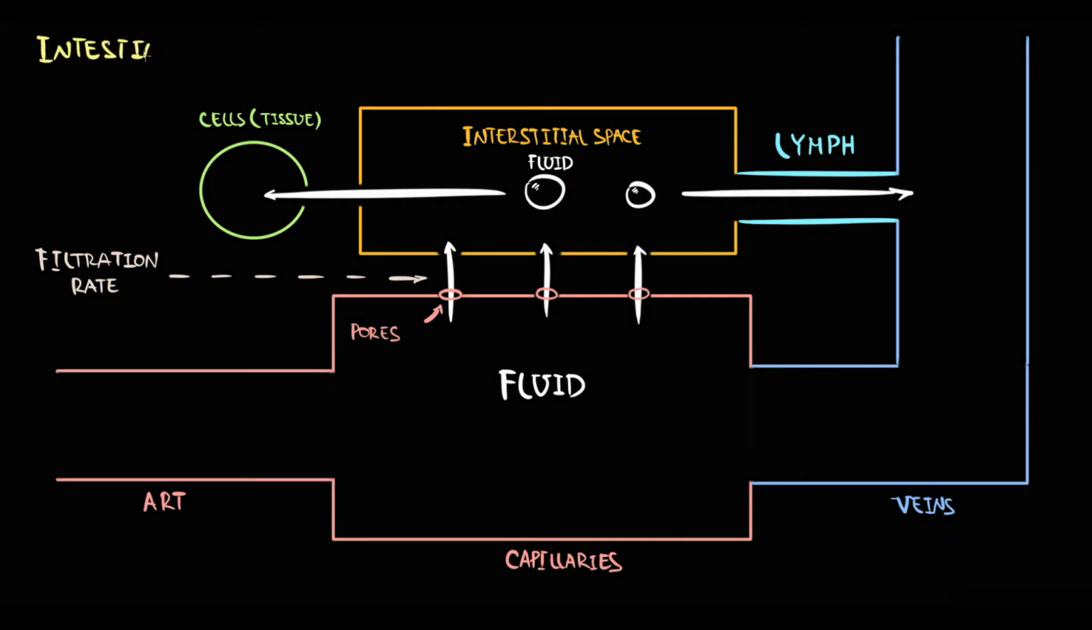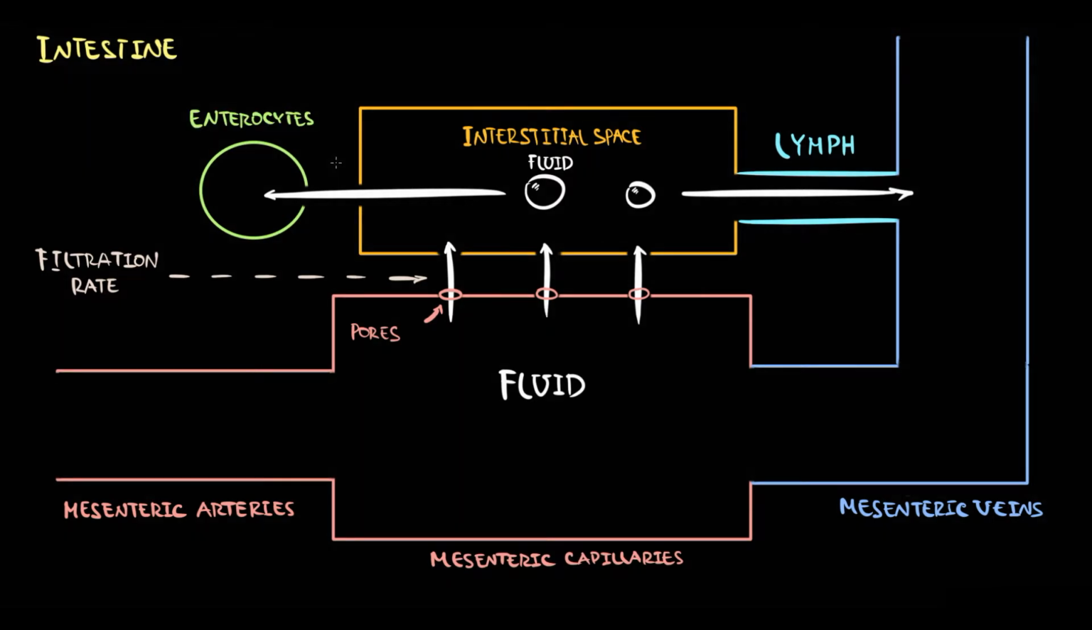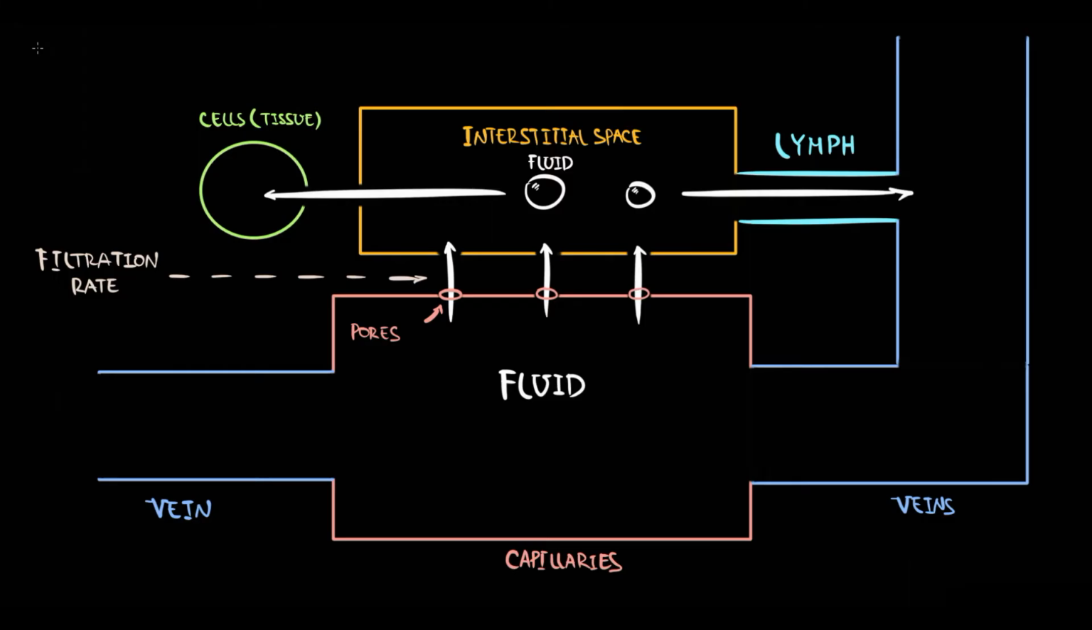In the case of the intestine, mesenteric arteries deliver blood to mesenteric capillaries, mesenteric veins provide outflow of blood from capillaries, and cells that compose intestinal tissue are called enterocytes. Then blood from the spleen by the splenic vein and from the intestine by mesenteric veins is delivered to the portal vein. The portal vein drains blood into the liver, where in liver capillaries that we call sinusoids, fluid exchange occurs. The principle is the same.